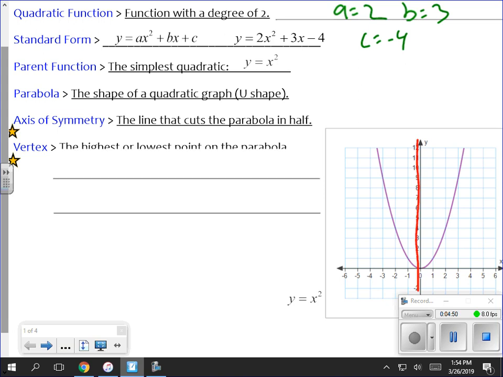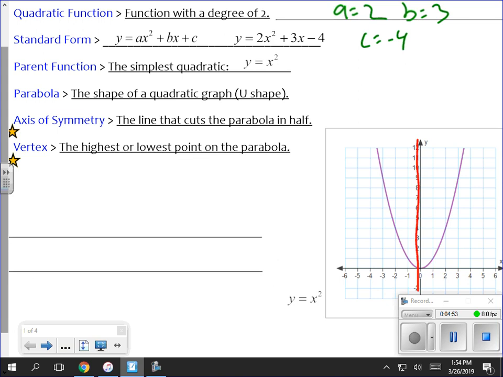And then the vertex is the highest or lowest point on the parabola. The vertex is one of the most important points of the parabola. On this one, your vertex is right here. It's the origin, 0, 0. That will change depending upon the equation. Okay? Different equations will move the parabola somewhere, your vertex will change. The vertex is the most important part of the graph. Okay?